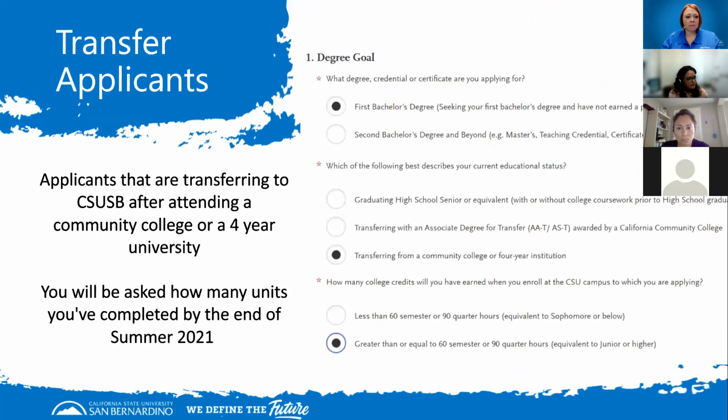Okay, as you can see here, applicants that are transferring to CSUSB after attending a community college or four-year university would select this third option on the second question. And you will also be asked how many units you've completed by the end of summer 2021. And hopefully you'll be able to click on that second option on the third question.